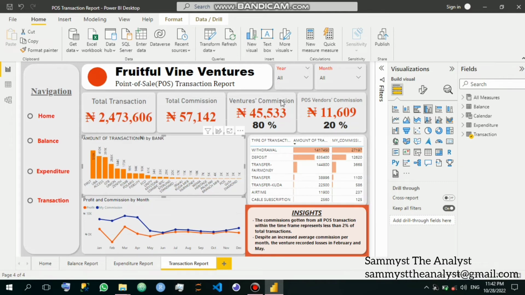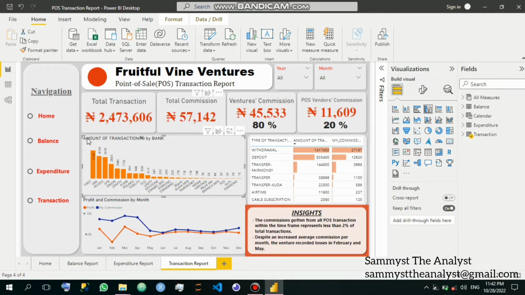The venture's commission, which is 80% of the total commission, and then the POS vendor's commission, the owners of the POS device. The commission that the company gets is 11,609 naira, which represents 20% of the total commission.